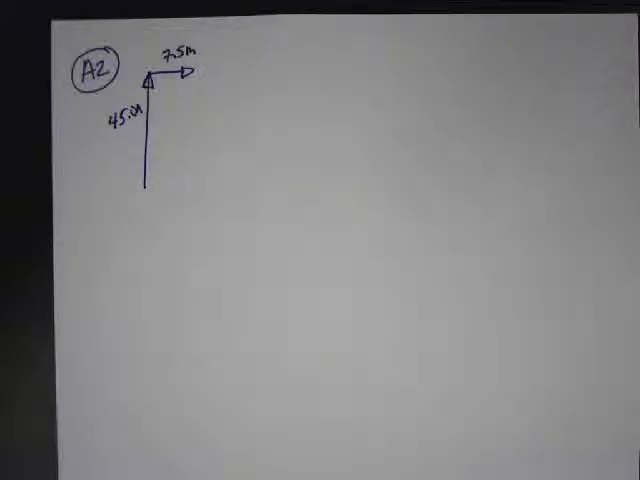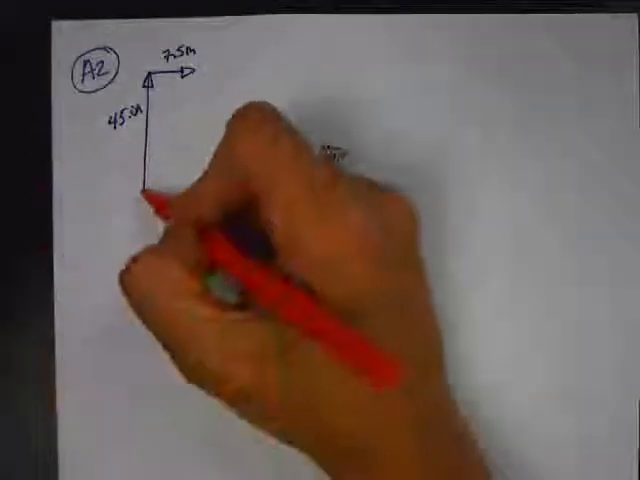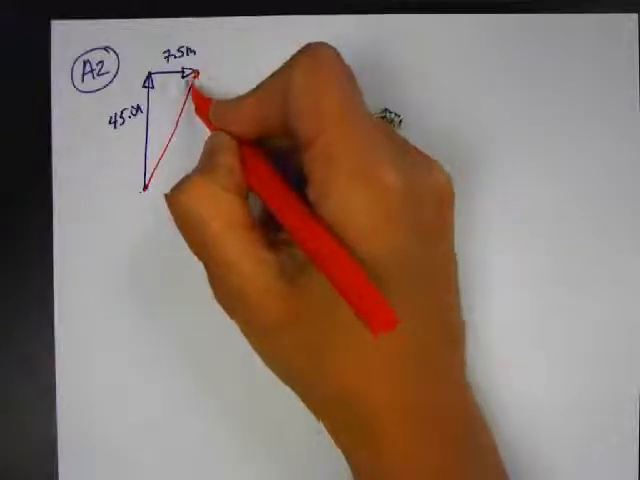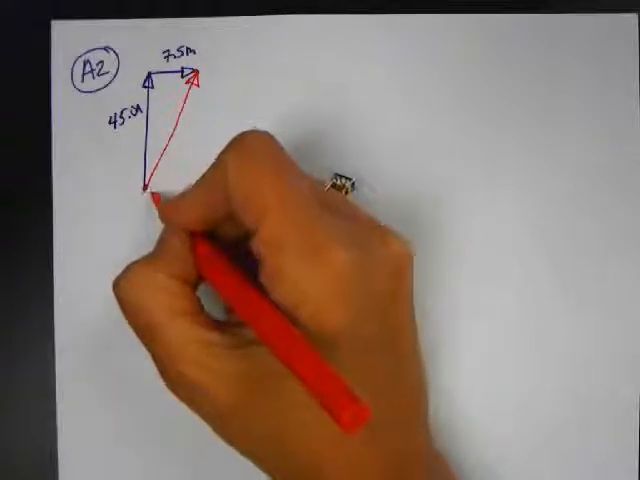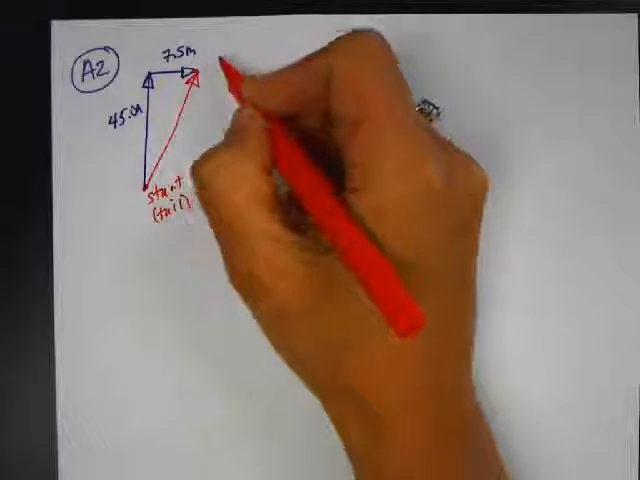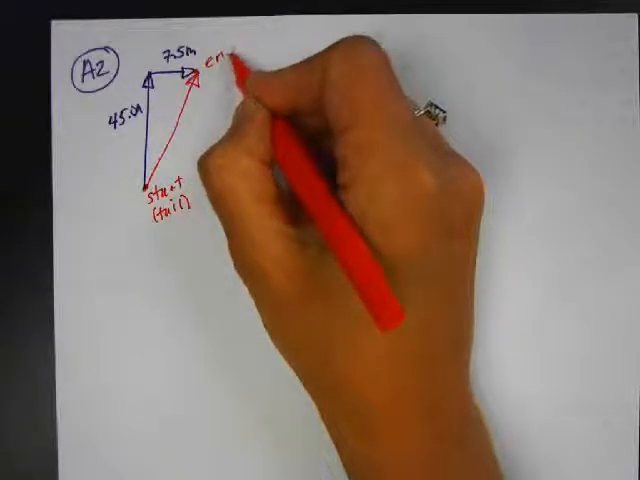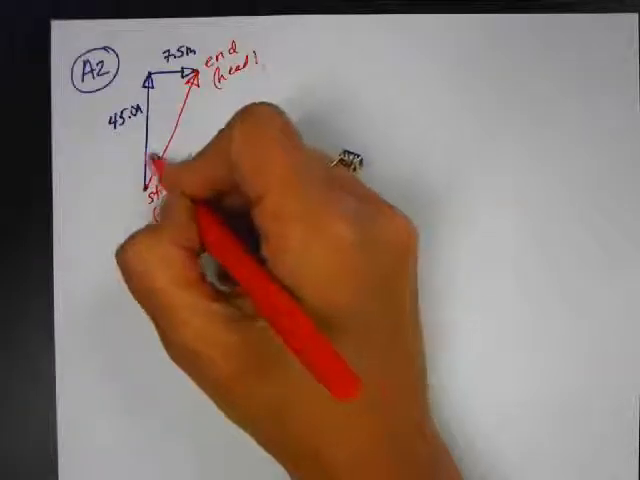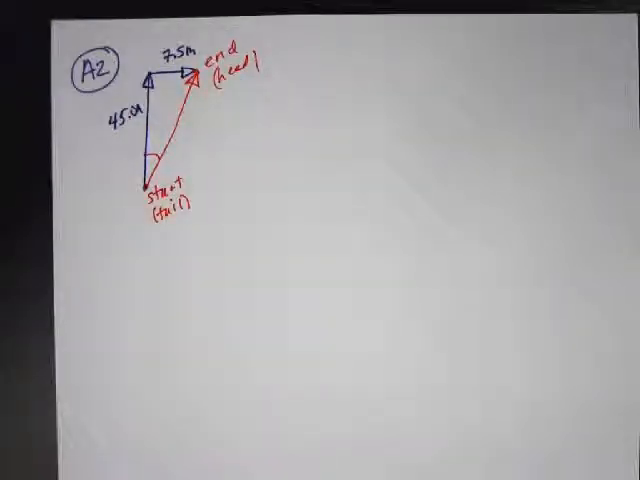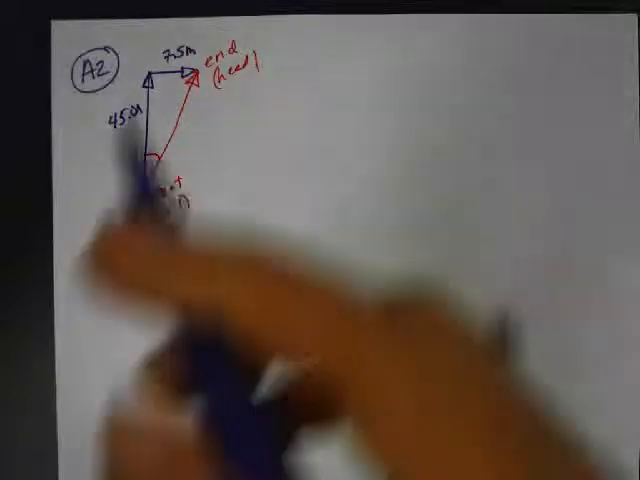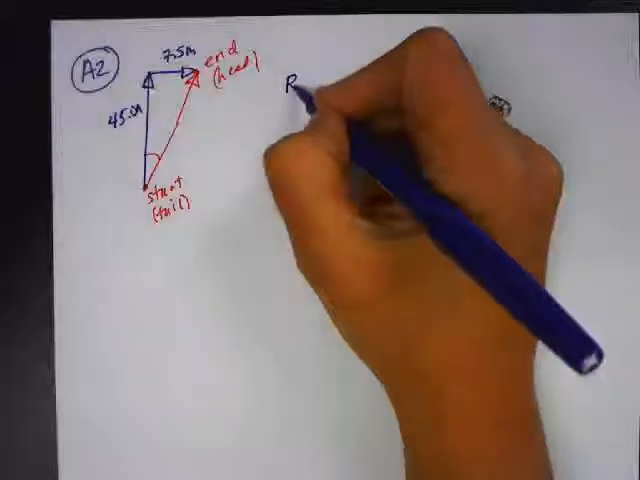So remember, when I add vectors, I add them head to tail. This is where I started, this is where I end up. So I draw a line. Over here, at the start, is always going to be the tail of the resultant, and at the end is always going to be the head. So now I want to find the displacement, which is the resultant, magnitude and direction. To do that, I'm going to use the Pythagorean theorem.